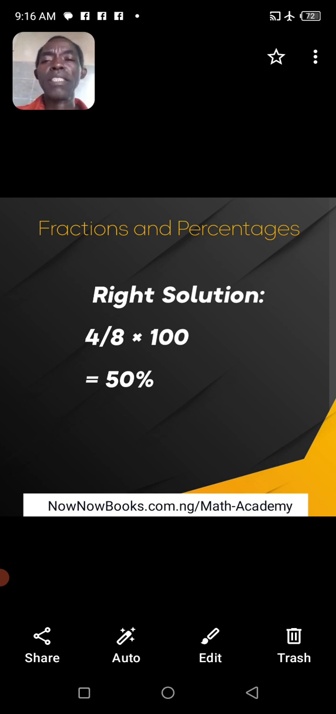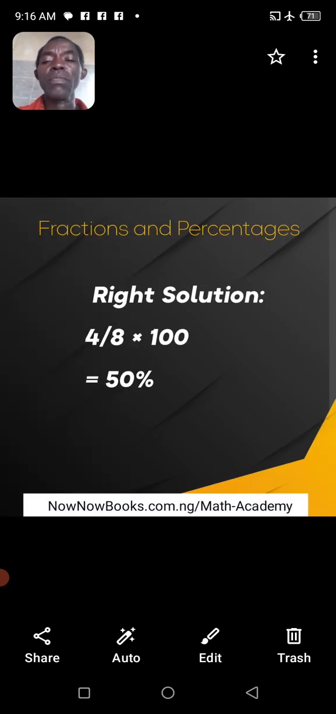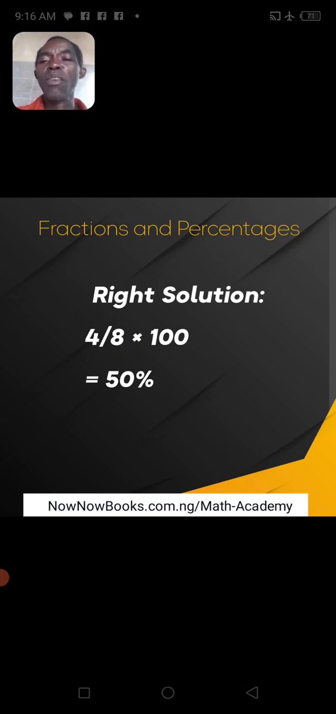Multiply by 100. So that means 4 divided by 2 is 1 over 2. 1 over 2 times 100 will give you 50%. Now, if you look at this right solution and the wrong solution, they are different. 4 as a percentage of 8, 4 is naturally half of 8, which is 50% of 8. 50% is half.